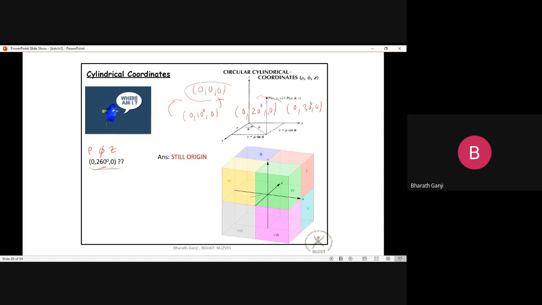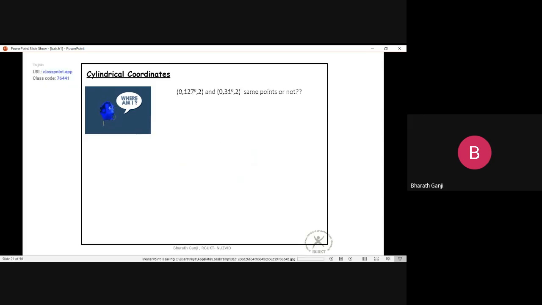So let me go for the next one. Okay, so the question is like this: whether these 2 points are the same or not. So are these two the same or not? A multiple choice will be initiated in your response sheet. The response will open in the URL. So you can tell me whether these 2 points are same or not.